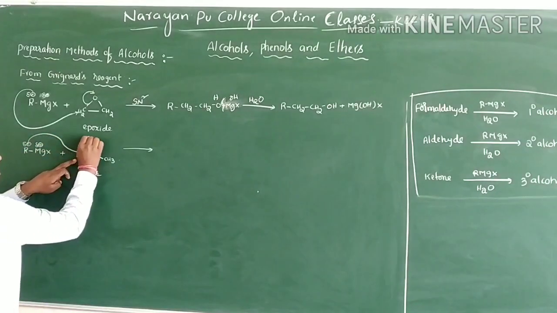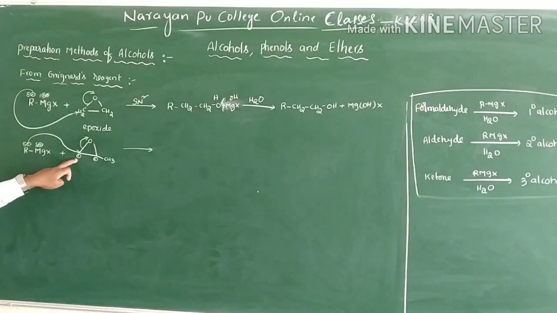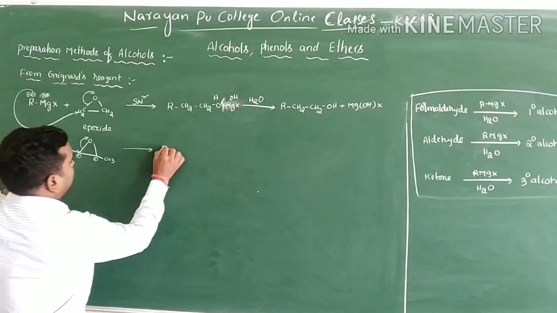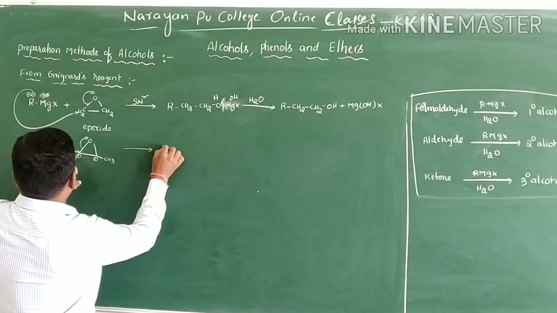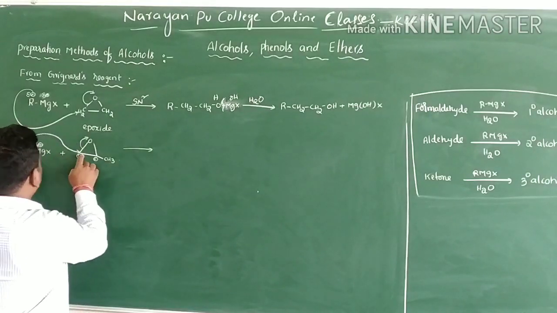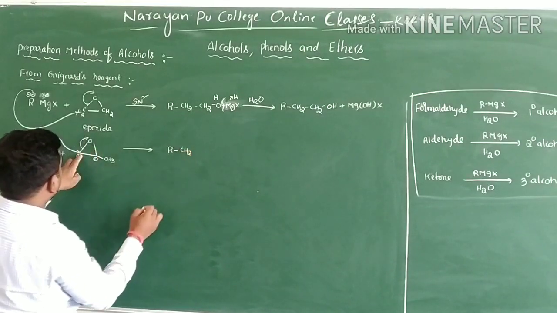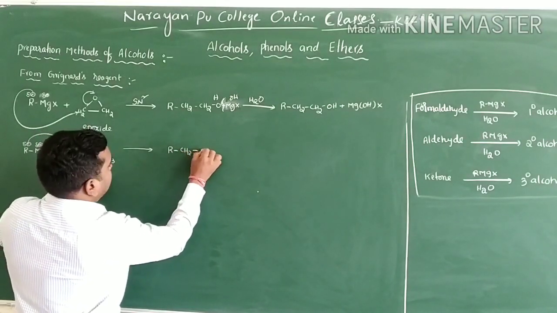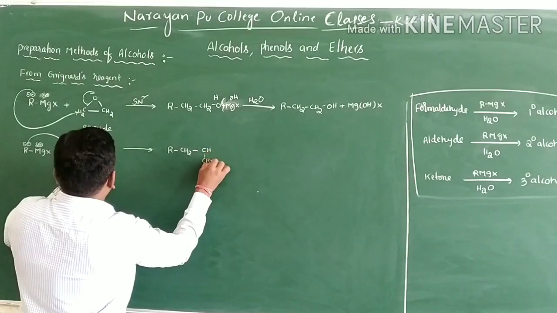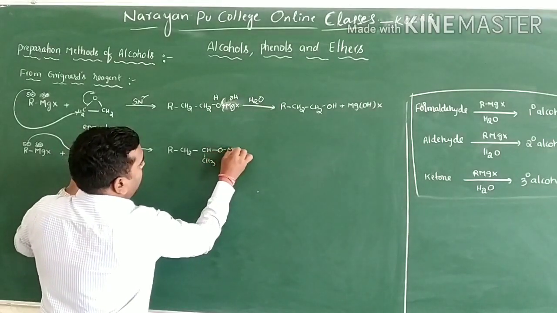And this bond goes towards here. So what compound do you get? You see, this is CH2, and R will be added here. You get R-CH2, and here CH, and here CH3, O-MgX.